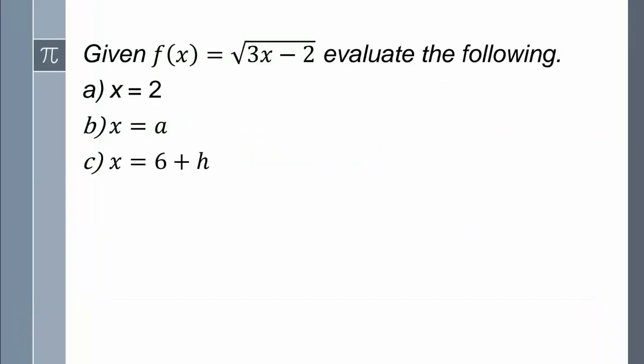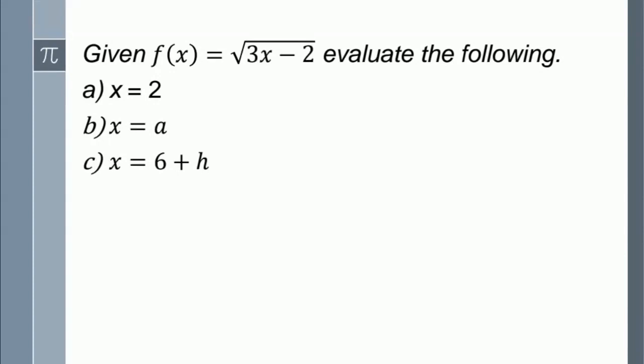So let's look at this first example. So here we have a function, f of x, which is the square root of 3x minus 2, and it's asking us to evaluate the following. So again, we're evaluating a function. The way a function works is we have an input, which is our x values, and we are trying to solve for our outputs, which are our y values. So here on A, B, and C, they're giving us the inputs, the x values.